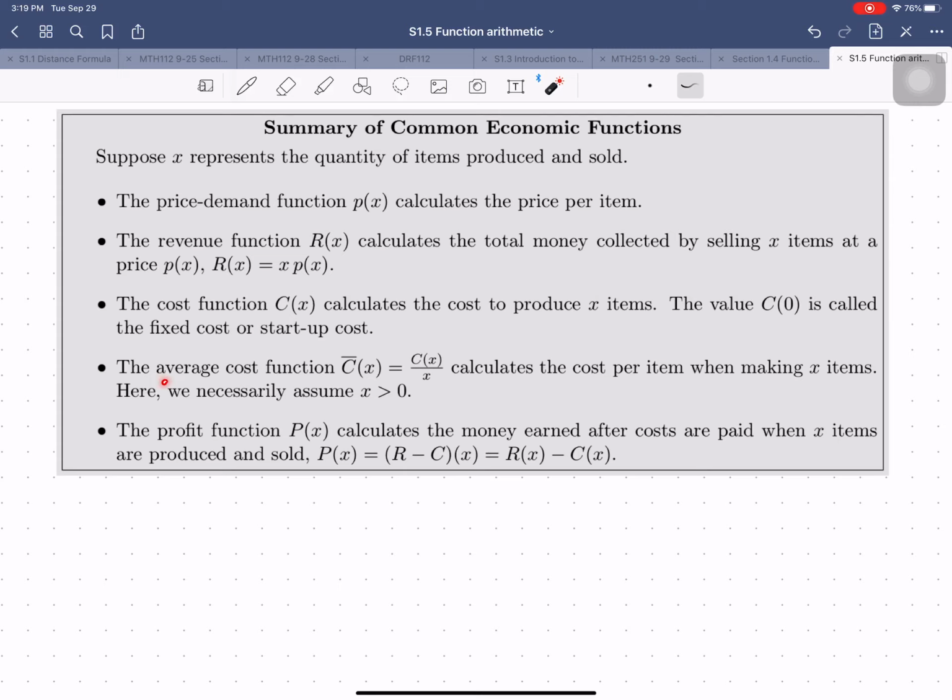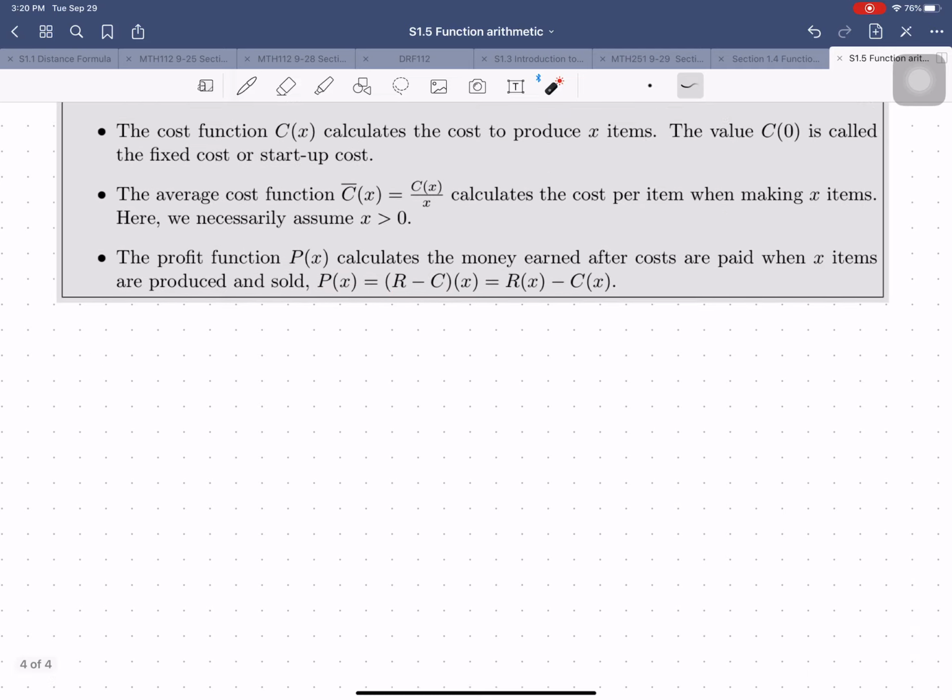We also want to talk about the average cost per widget. If you make a certain number of widgets at a certain total cost, you take that total cost and divide it by the number of widgets produced, and you've got the average cost per widget. Okay, now the last thing we need to think about is profit. Profit is the amount you collect at the cash register minus the amount of money you had to put in to produce the widgets. So your profit function is your revenue minus your cost. Okay, so let's do an example.